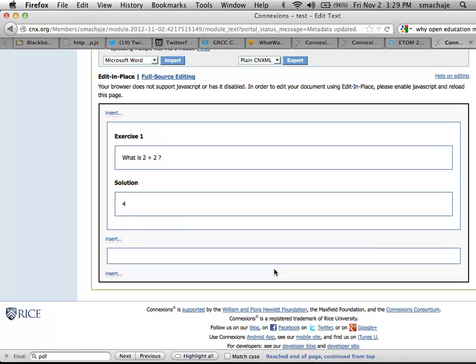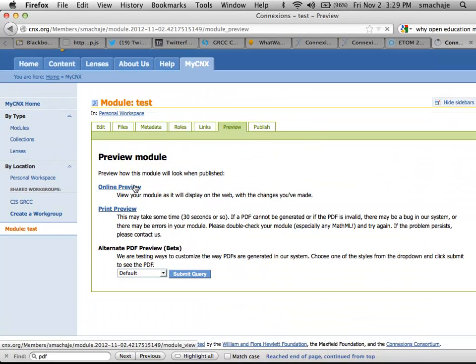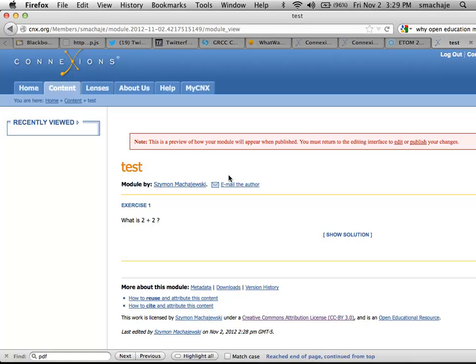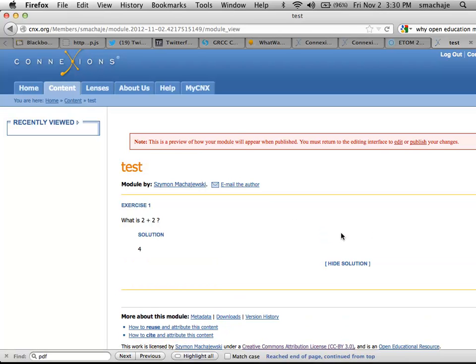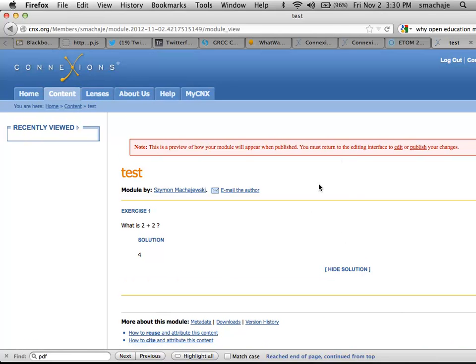Okay, so now we have this module, and I can go ahead and preview it. We'll go ahead and go to online preview. Okay, so now this is what the student would see. Here's an exercise. I can go ahead then and click Show Solution, and then the solution comes up. So you can see that this system is going to automate things. Once we've gone through this period of authoring the OER, they do add value. They add value by now a student being able to export this into a mobile device or into PDF and then work with it. Okay, any questions about the Connections website?